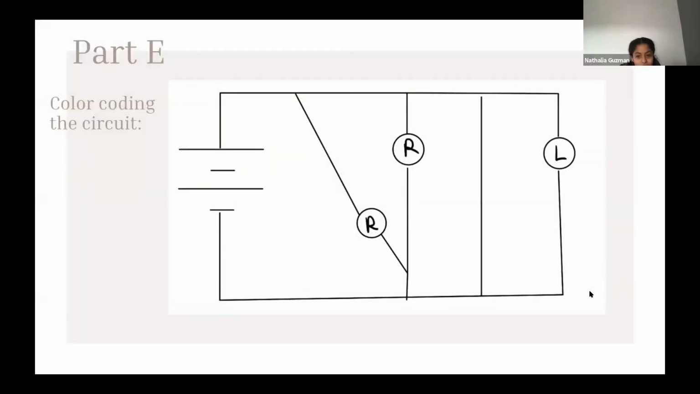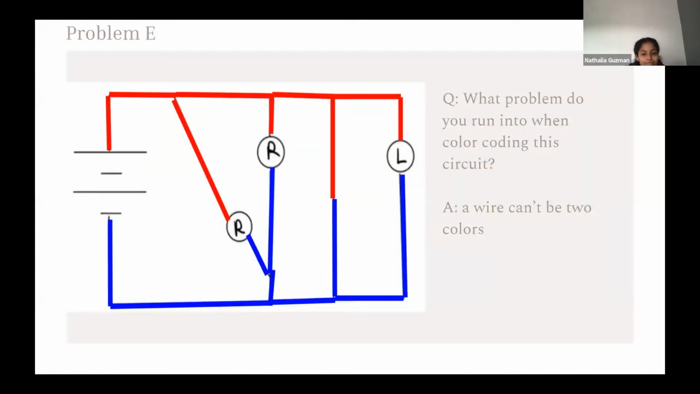For part E, we were given a circuit and we had to color code it. And this circuit has 2 batteries, 13 wires, 2 round bulbs, and 1 long bulb. And so starting off when we were color coding it, we began at the positive side of the battery and put a red wire, and then all wires touching that same red wire also became red. And then we just did the same thing for the negative side of the battery, but with the color blue.